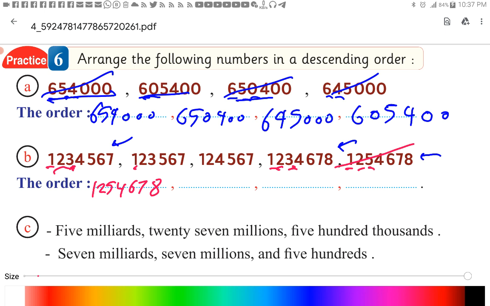Then move to the other two. Here 4, and here 4. Here 6, and here 5. So this one is greater. Then write this one.